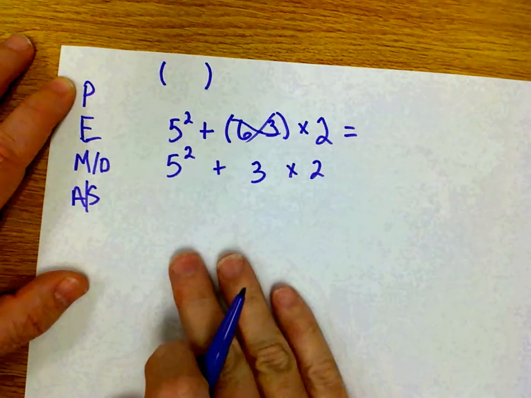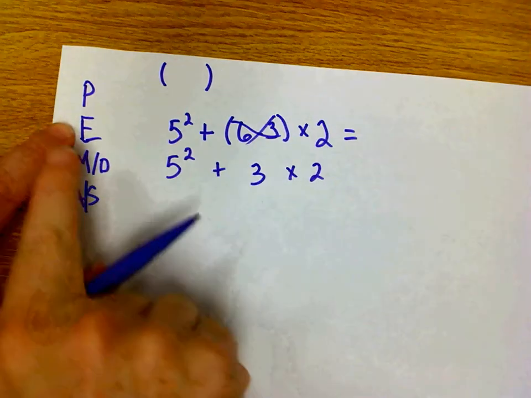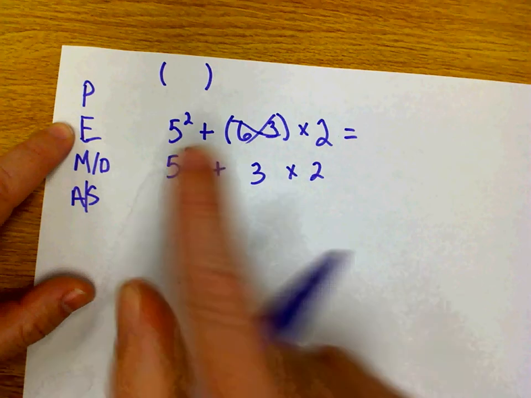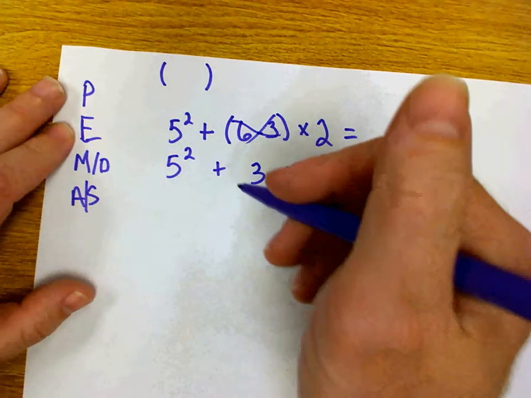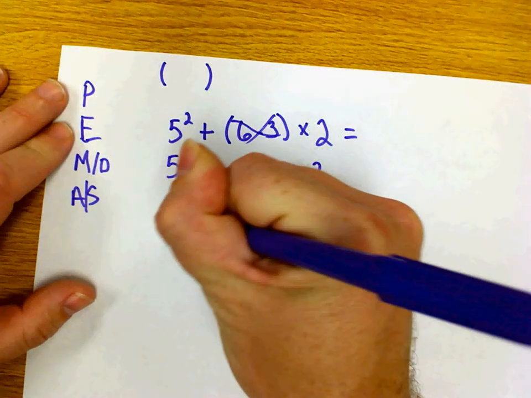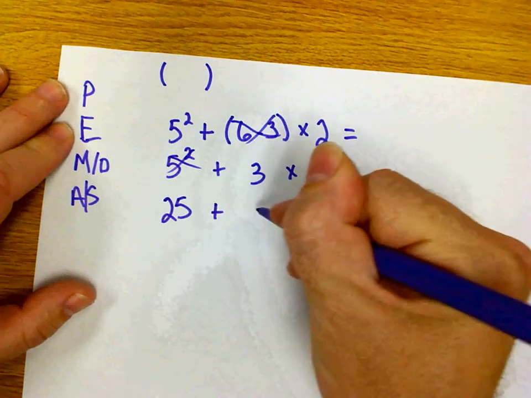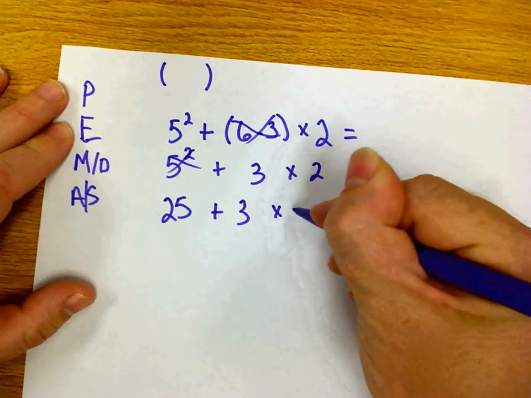Now, I'll go to my exponents. Are there exponents to do? Yes. 5 squared. Well, what's 5 squared? Well, 5 squared is the same thing as 5 times 5, and that's 25. I'll cross that off. I'm going to carry the rest of my stuff down. The rest of this problem comes down.